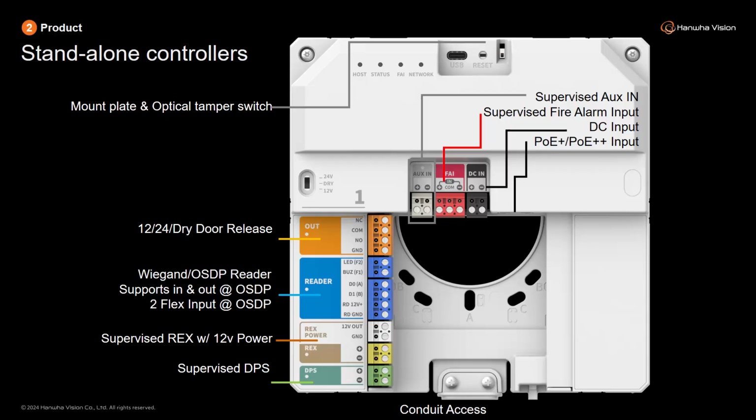Next to that we have our DC power input if you're using that, or redundant power, and to the right of that, you can't really see it, is our PoE plus or HPoE input that can power up this whole unit from there. On the top we have our optical tamper cover, and on the bottom we have our conduit access.